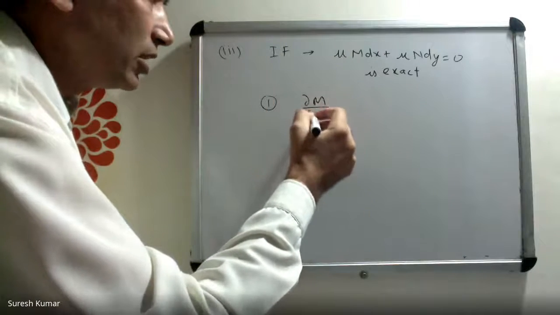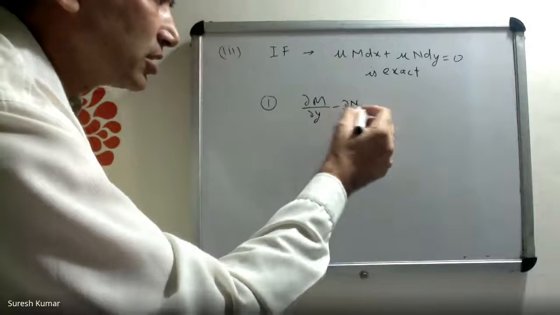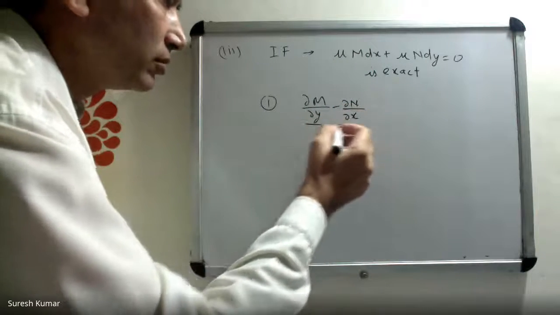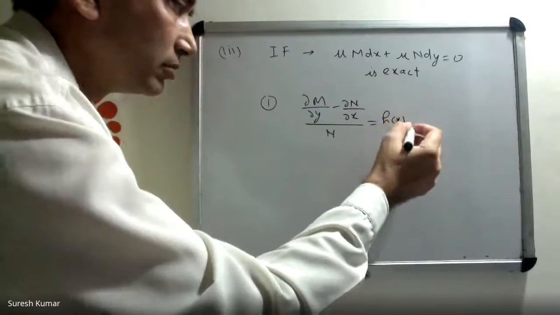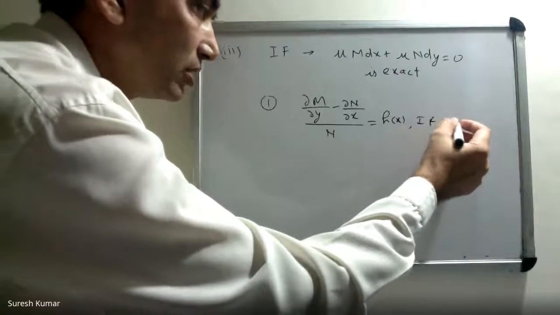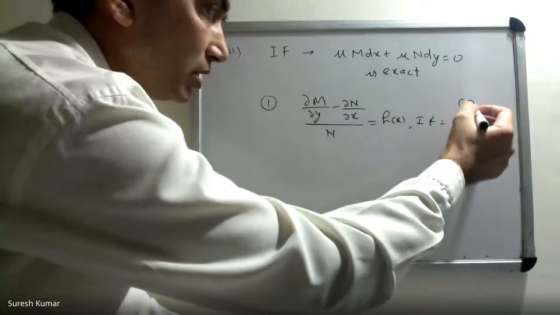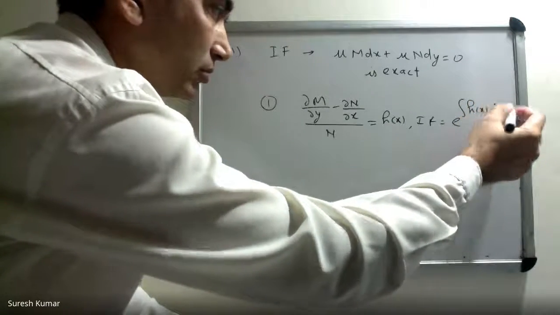If (∂M/∂y − ∂N/∂x)/N is a function of x only, then the integrating factor is e^(∫h(x)dx). Very useful formula.